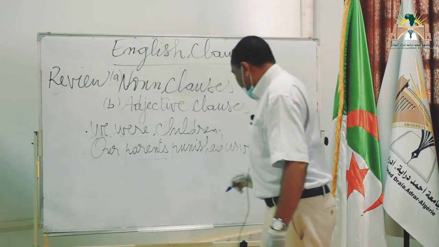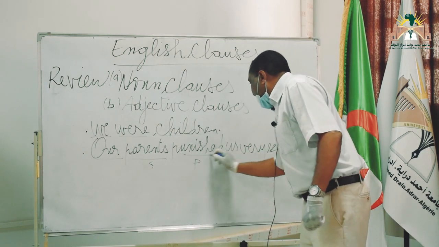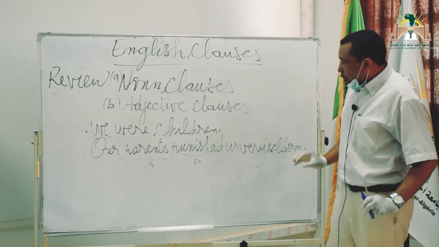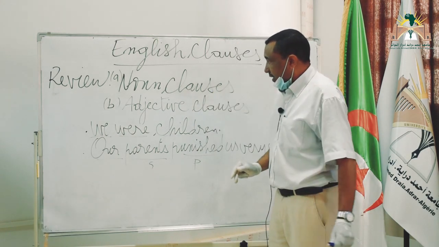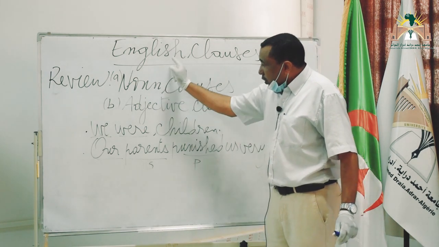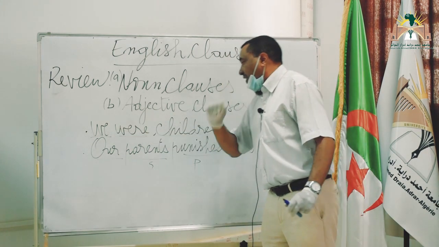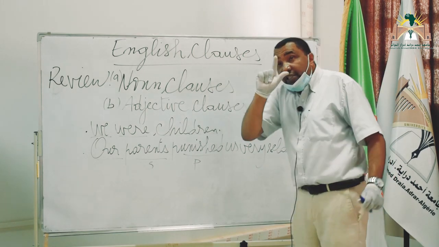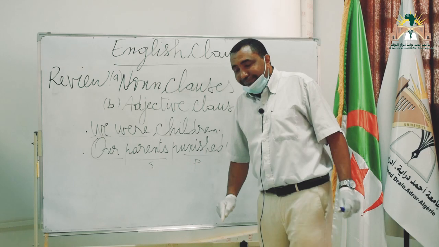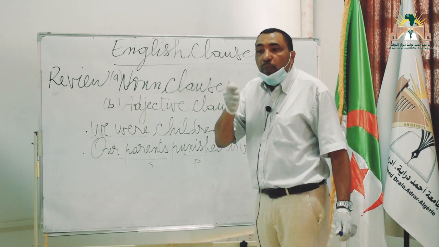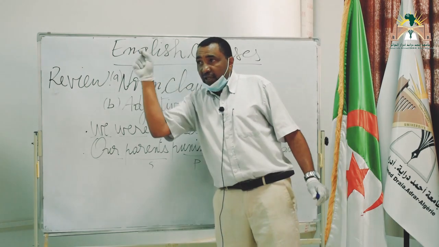Our parents, subject and predicate. So both sentences fulfill the basic requirements of a sentence: subject and predicate, at least. Clauses fulfill these two basic requirements, subject and predicate. The difference between a sentence and a clause is that the sentence expresses a complete thought, an idea. That's why I have already said underline thought.